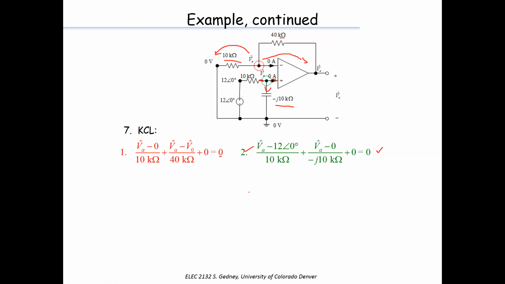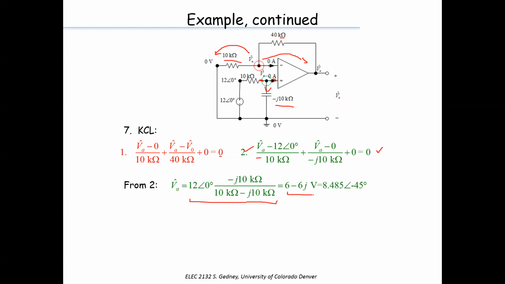So I have two equations for two unknowns. From equation 2, I can solve for VA. Just applying some algebra, I put minus 12 angle 0 over 10K over to the right. I have VA times (1/10K plus 1 over minus j10K ohms). This gives me VA equal to 12 angle 0 times minus j10K over (10K ohms minus j10K ohms). This gives me 6 minus 6j volts, or 8.485 angle minus 45 degrees, is my VA. So from equation 2, I solve for VA. Now I can plug that back into equation 1.